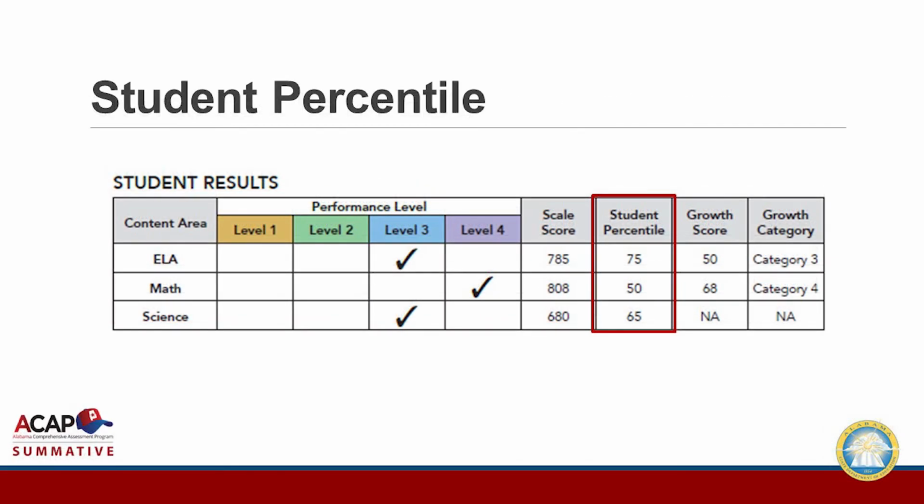Next to your student's scale scores, you'll see what's called a student percentile. These numbers let you know how well your child did on the test in comparison to all of the other students in the state in that grade. The student percentile can range from 1 to 99. If your student's percentile is a 75 for ELA, that means they scored better than 75% of the other students in that grade in ELA that year. In fact, they scored much better than the average, which is 50.